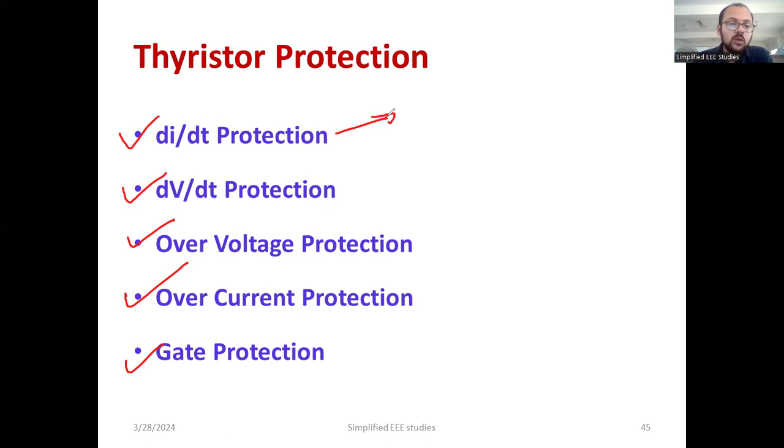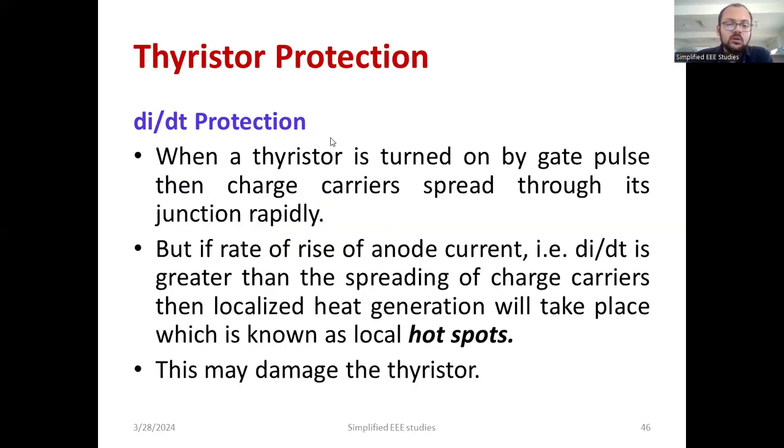First, we are going to talk about what is dI/dt rating. dI/dt means rate of change of current with respect to time. So here, the main thing is how the thyristor is turned on. We require a gate current. We must require a continuous gate current to turn on the SCR.